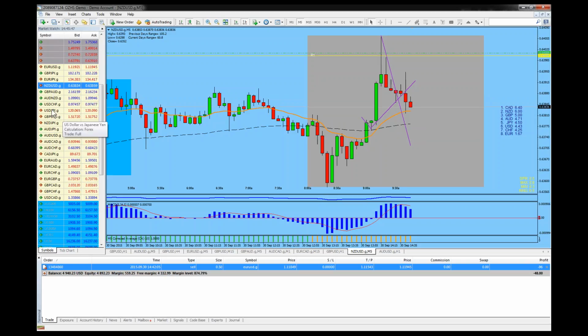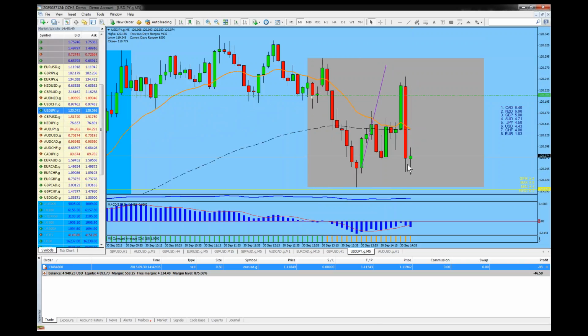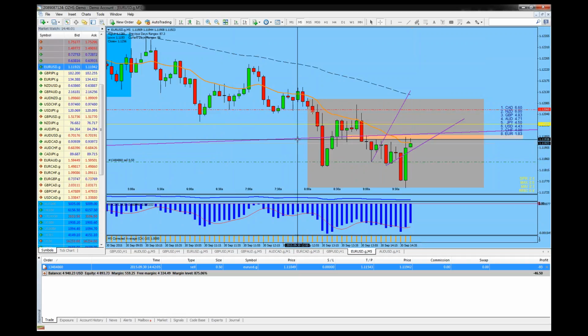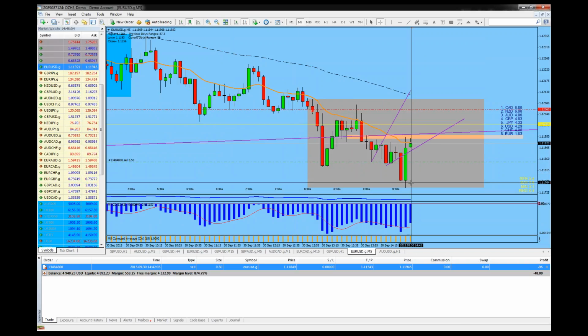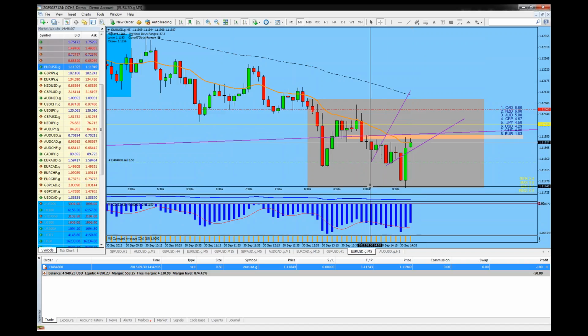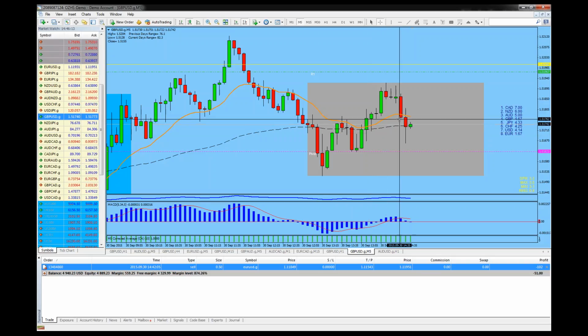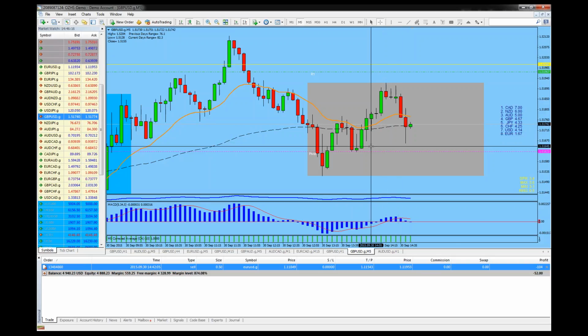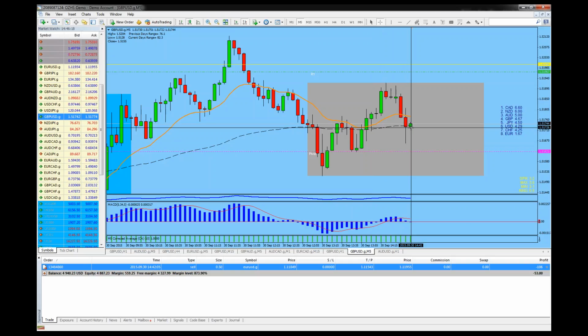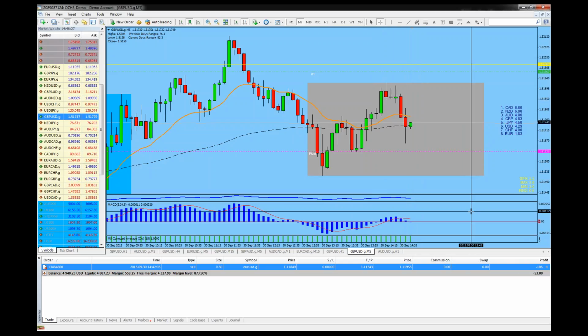Okay, so let's look at another dollar pair. Let's look at dollar yen. Well, this was before the news, and this is the news candle itself. Let's take another look at euro dollar. Well, apparently it wasn't that bad. Let's take a look at pound dollar. This looks pretty good, but again, nothing here to really get excited about.